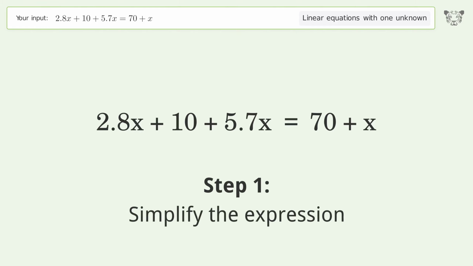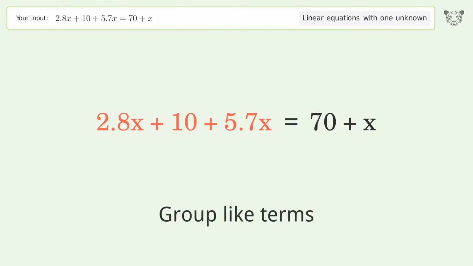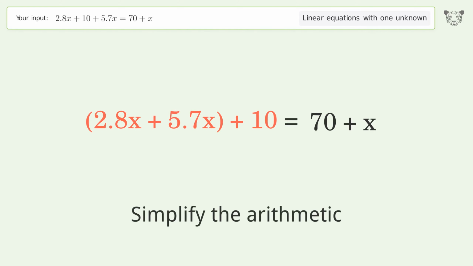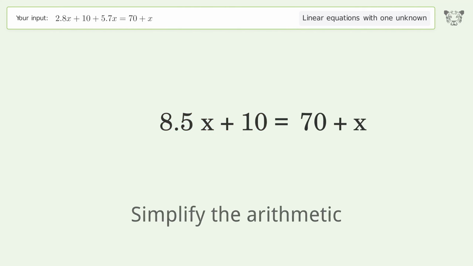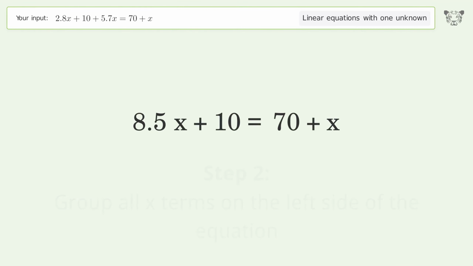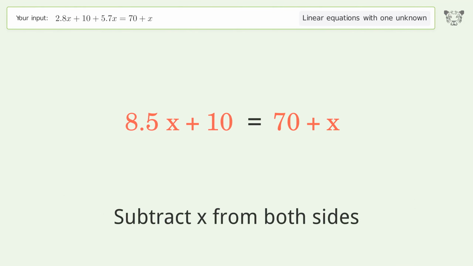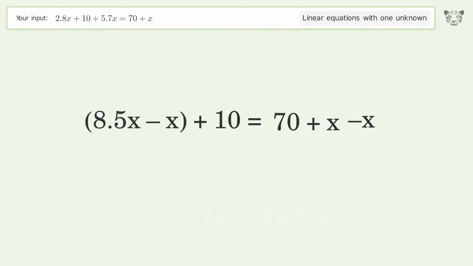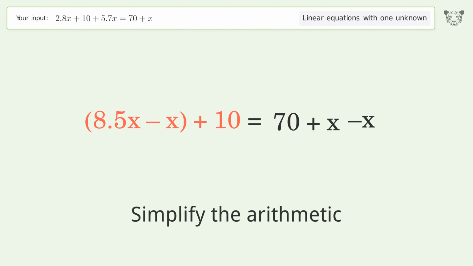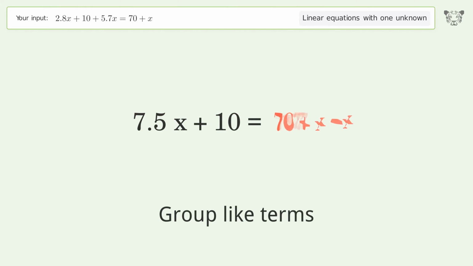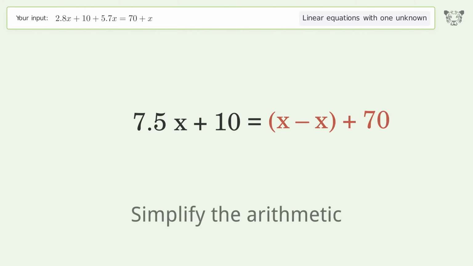Simplify the expression. Group like terms. Simplify the arithmetic. Group all x terms on the left side of the equation. Subtract x from both sides. Group like terms. Simplify the arithmetic. Group like terms. Simplify the arithmetic.